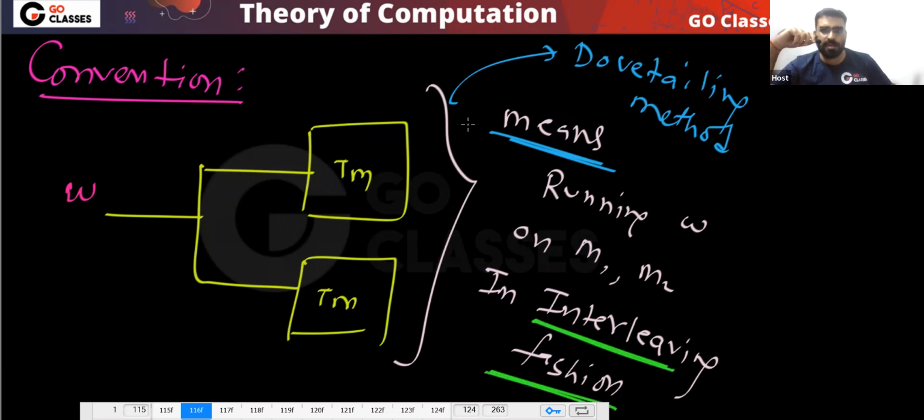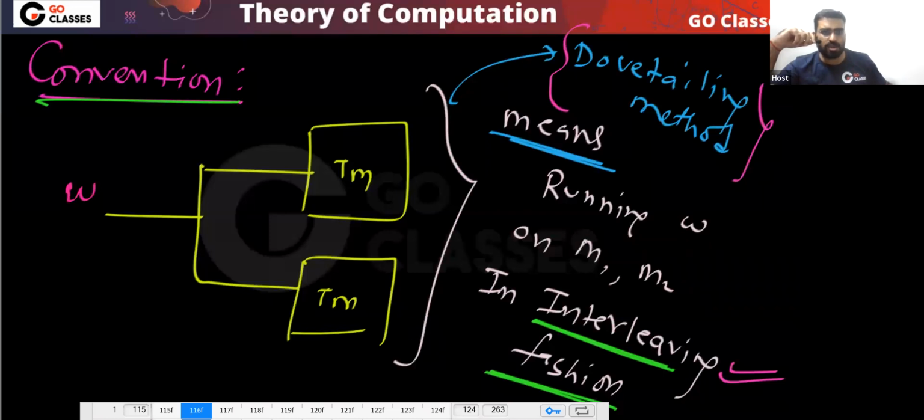Context switch is happening. Okay, so this is my convention. If I create a diagram like this, does it mean parallel? No, it does not mean parallel. It means I am running in dovetailing fashion. Is this clear? I am running in interleaving fashion.